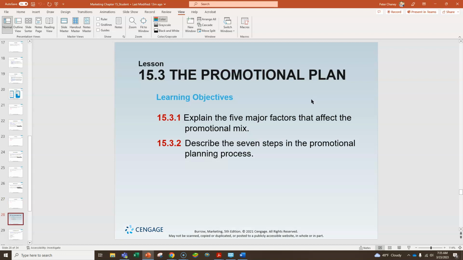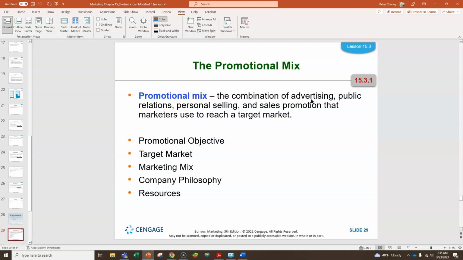Okay, now we're on to 15.3. We're going to explain the 5 major factors that affect the promotional mix, and then we're going to describe the 7 steps in the promotional planning process. Okay, so the promotional mix definition: combination of advertising, public relations, personal selling, and sales promotion that marketers use to reach a target market. So it's a combination of using all these tools.